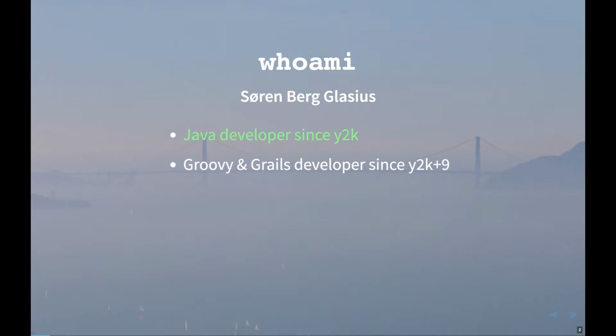So, who am I? My name is Soren. I'm from Denmark, but I like this picture because it was taken from the porch when I lived in Berkeley about a year ago. So that was a very nice view. I've been a Java developer since the year 2000. And in 2009, I started looking into Groovy and Grails and was very excited. And I've been very excited ever since.